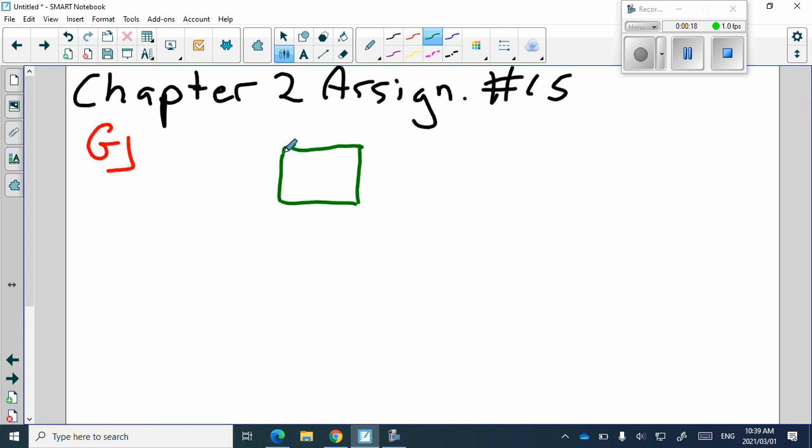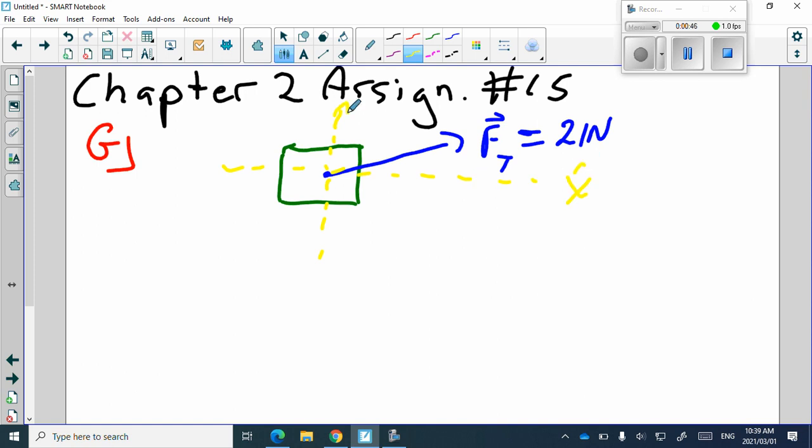A rope exerts a force of 21 newtons at an angle 31 degrees above the horizontal. Okay. I'm going to call it force tension. You call it whatever you want, it doesn't matter. And just to make life simple, I'm going to put X and Y here. And that's 31 degrees.